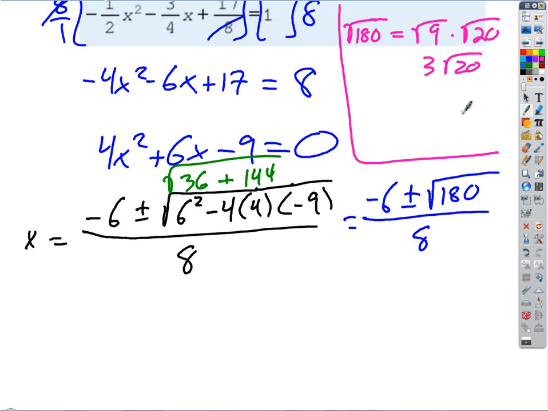But we have to always ask ourselves, could I go further? Is there a perfect square that divides into 20? 4 does, sure. So we could take the square root of 20 and break that up into the square root of 4 times the square root of 5. And what's the square root of 4? 2.